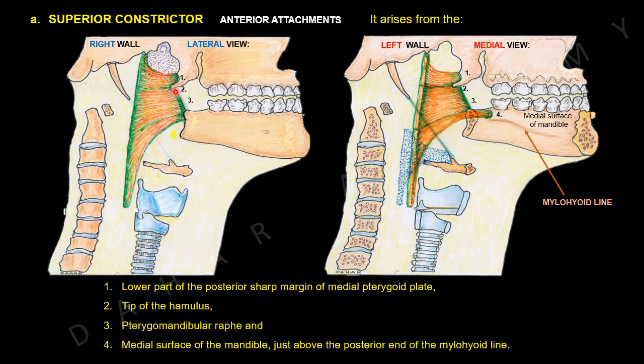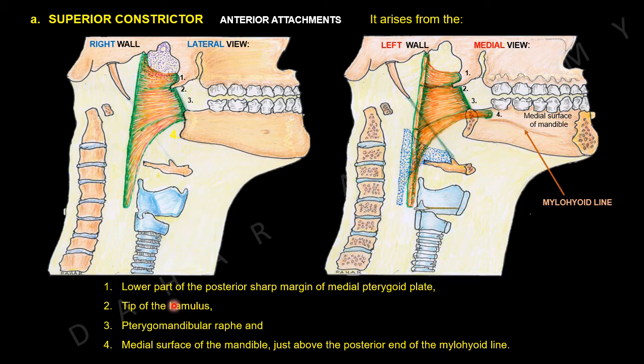Here is the pterygomandibular raphe, and here this is the medial surface of the mandible. The mylohyoid line is there. This is the posterior end of the mylohyoid line. There's a little area above this on the medial surface of the mandible. If we know all these things, we can talk about the anterior attachments of the superior constrictor muscle.